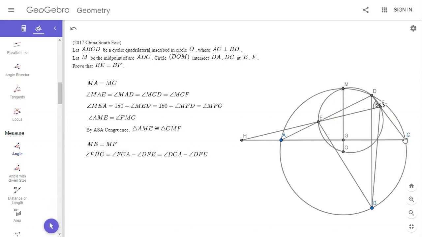DFE is 66.5, MCA. Oh no, that's not true. What was I thinking? Or is DFE DCA? No. Now I'm just confused.